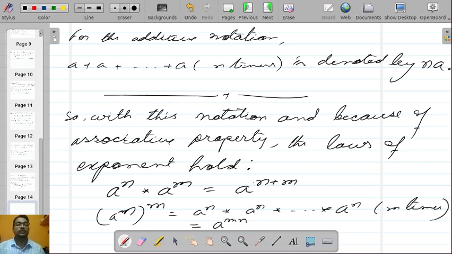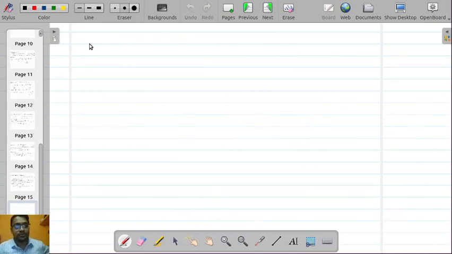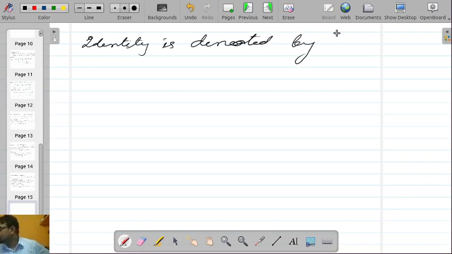And then we have some notation for identity. Identity is denoted by a to the power 0, right, where a is any element. Okay, so a to the power 0 always represents identity.